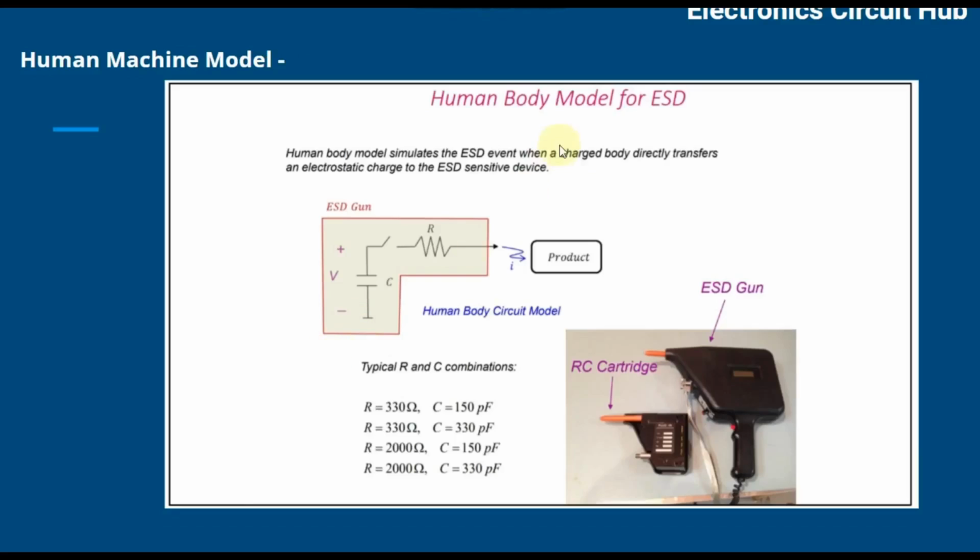Now let us move ahead in the human body model. You can see this is the capacitor and this is the ESD gun internal diagram. It has R and C, an RC cartridge. For different values of resistance and capacitance, for different combinations, you have different cartridges. Based on your requirement, you can replace the cartridge and change the resistance value.